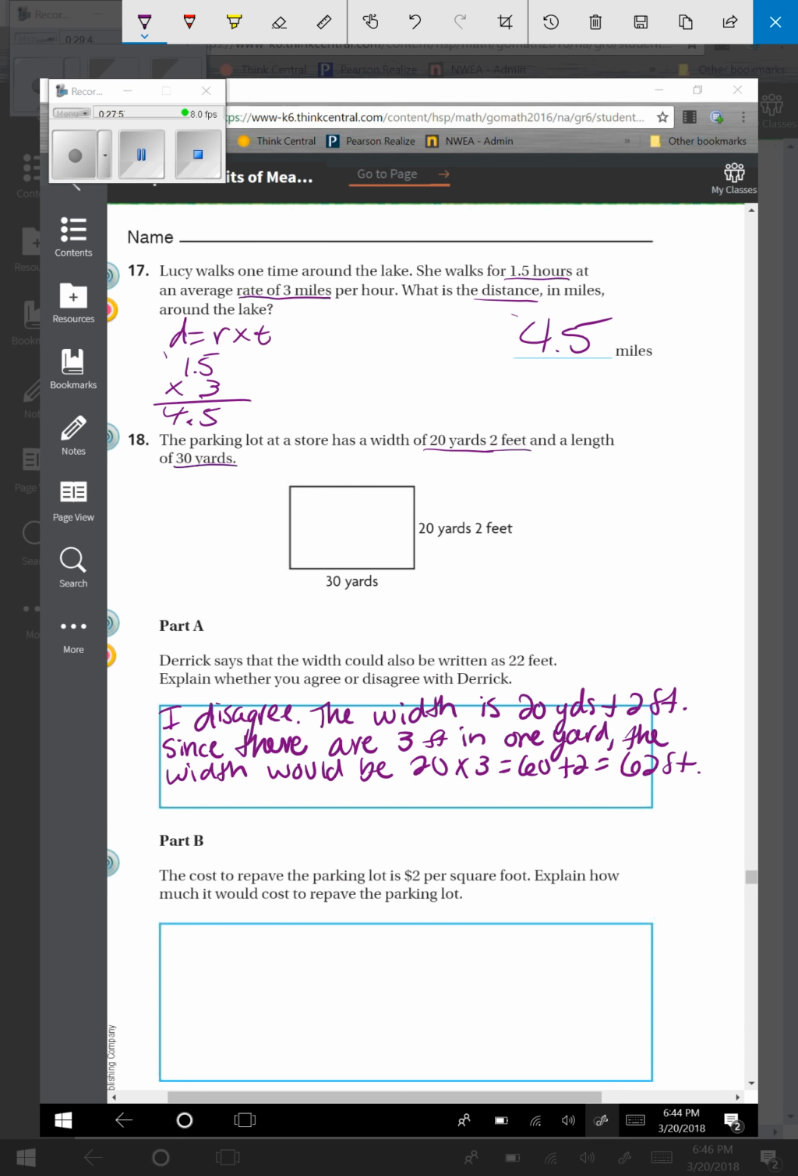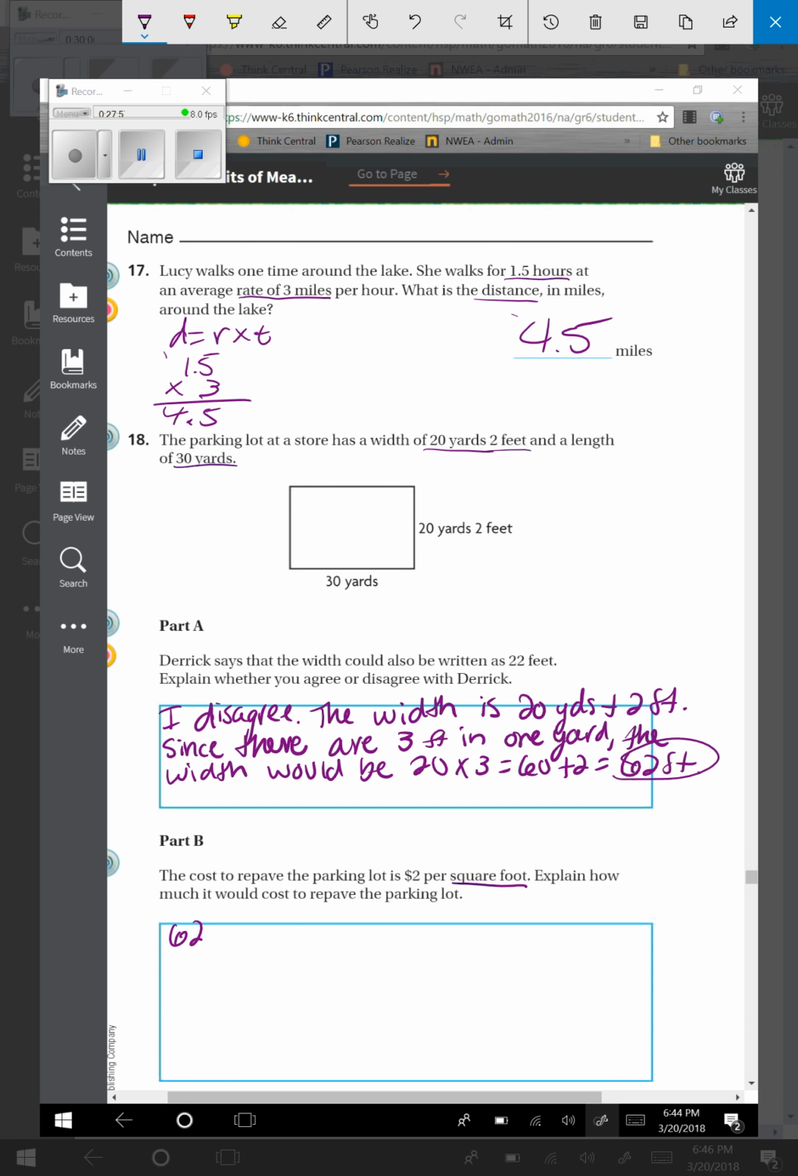Part B, the cost to repave the parking lot is $2 per square foot. Explain how much it would cost to repave the parking lot. So since the cost is per square foot, we need to find the area first. So convert the length and the width to feet. We already found one, so 62 is the width.